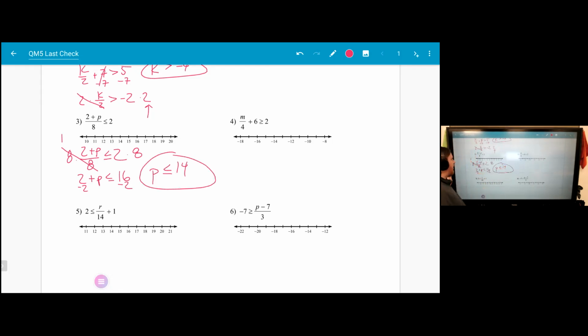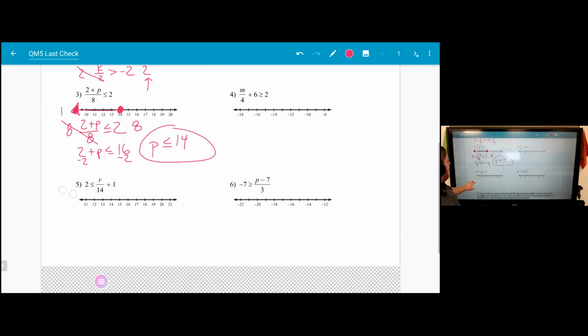That's the first part. Next part, we put in a closed circle at 14. And I say to myself, self, let's check a number. Let's check 0. Is 0 less than or equal to 14? 0 is somewhere way over here. And 0 does happen to be less than or equal to 14. I'm going to draw it towards 0. And that is how my graph would look. Fantastic.